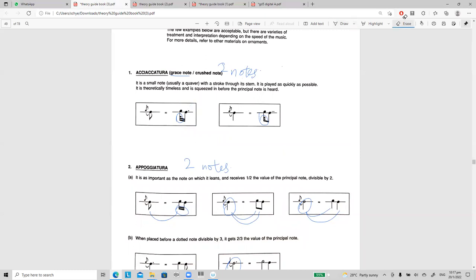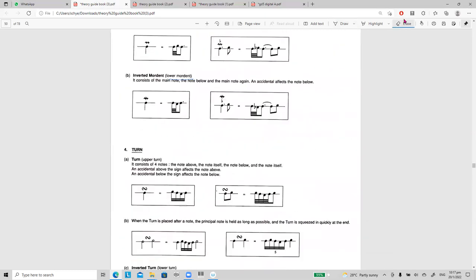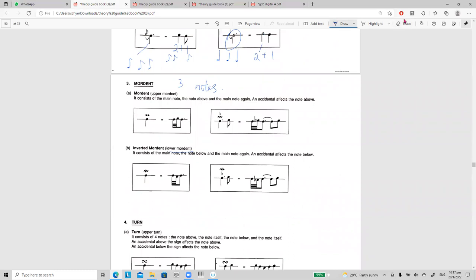The same for the mordent. A mordent has three notes. Sometimes they will trick you by adding another note and then bracketing it like this. They tie to the note. Oh, it looks like four notes, but actually it's not. Cross out the tied note. It's actually three notes only. So three notes is a mordent.